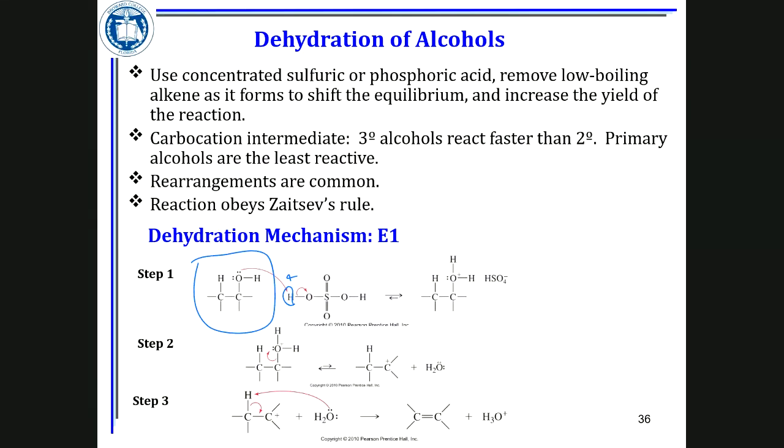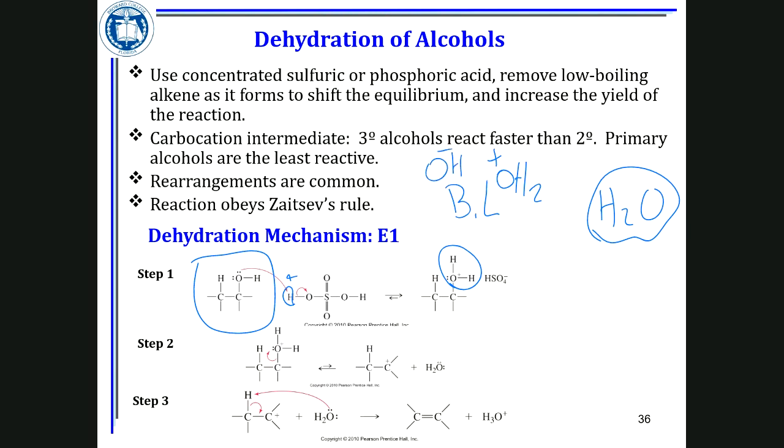So what do you have here? Instead of the OH, now you have OH2 with the plus charge. If you rearrange this, isn't that the same thing as H2O? Now, H2O is a good leaving group. So OH is a bad leaving group. You protonate that, and now it changes to H2O, a good leaving group.